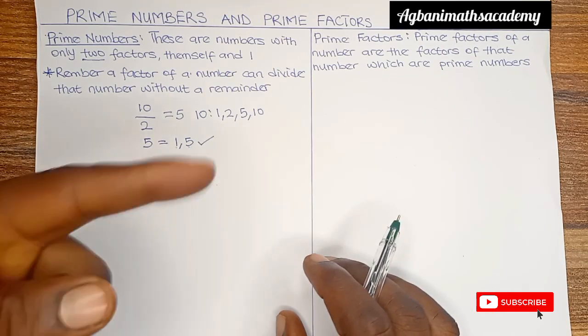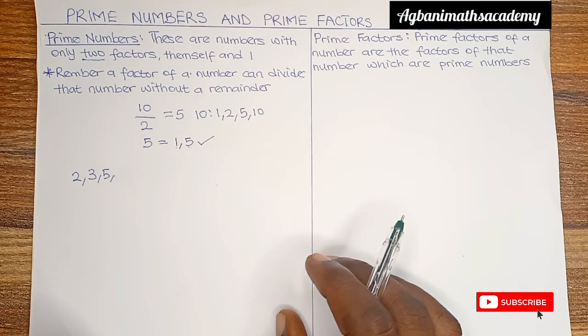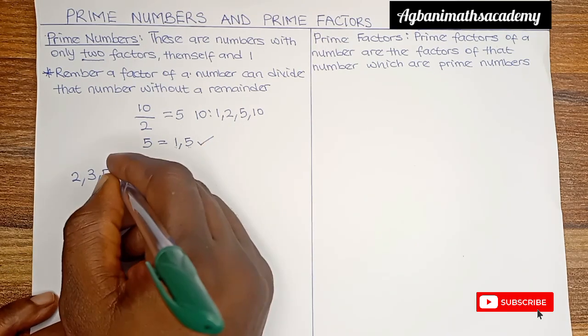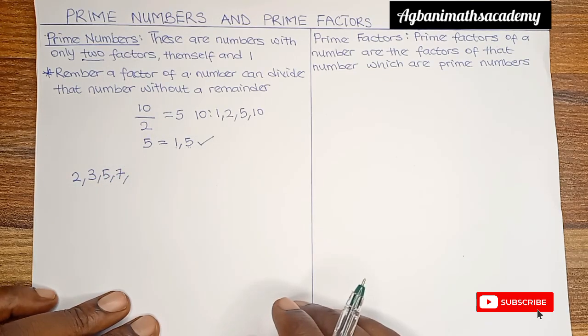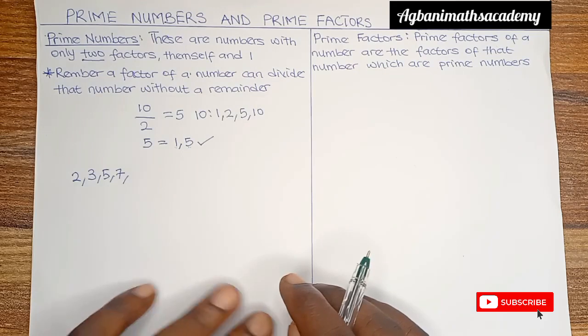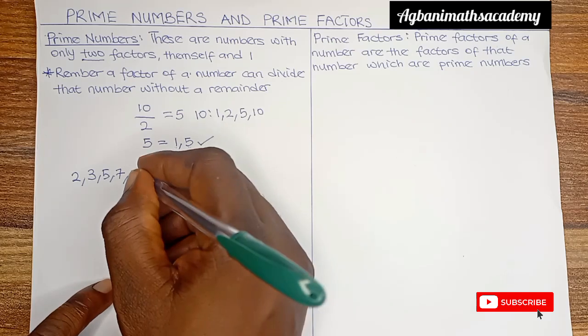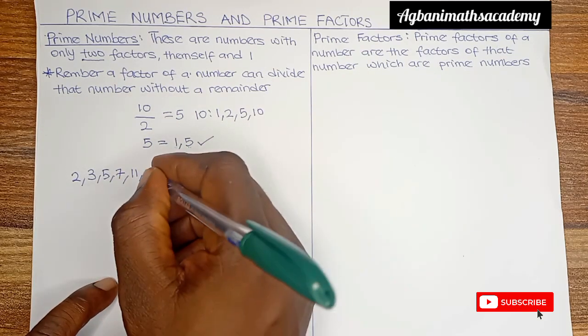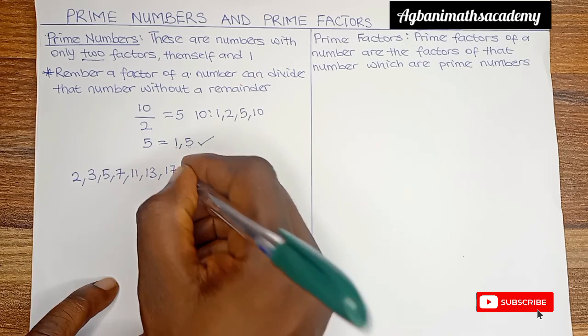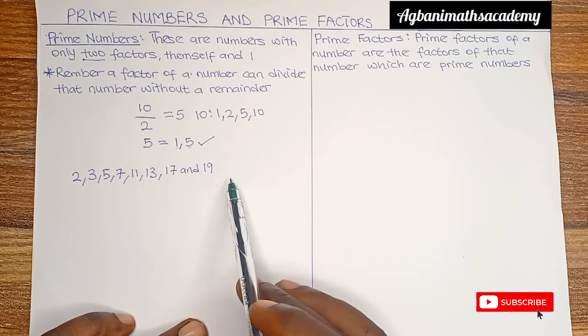6 is not a prime number. 1 can go into 6 without a remainder, 2 can go, 3 can go, and 6 can go. What about 7? The only two numbers that can divide 7 without a remainder are 1 and 7. So 7 is a prime number. What about 8? No. What about 9? No. 9 can be divided by 1, 3, and 9. What about 10? Of course, 10 has 4 factors. 11. The only two numbers that can divide 11 without a remainder are 1 and 11. So we have 11, we have 13, we have 17, and we have 19. So between 1 and 20, these are the prime numbers.